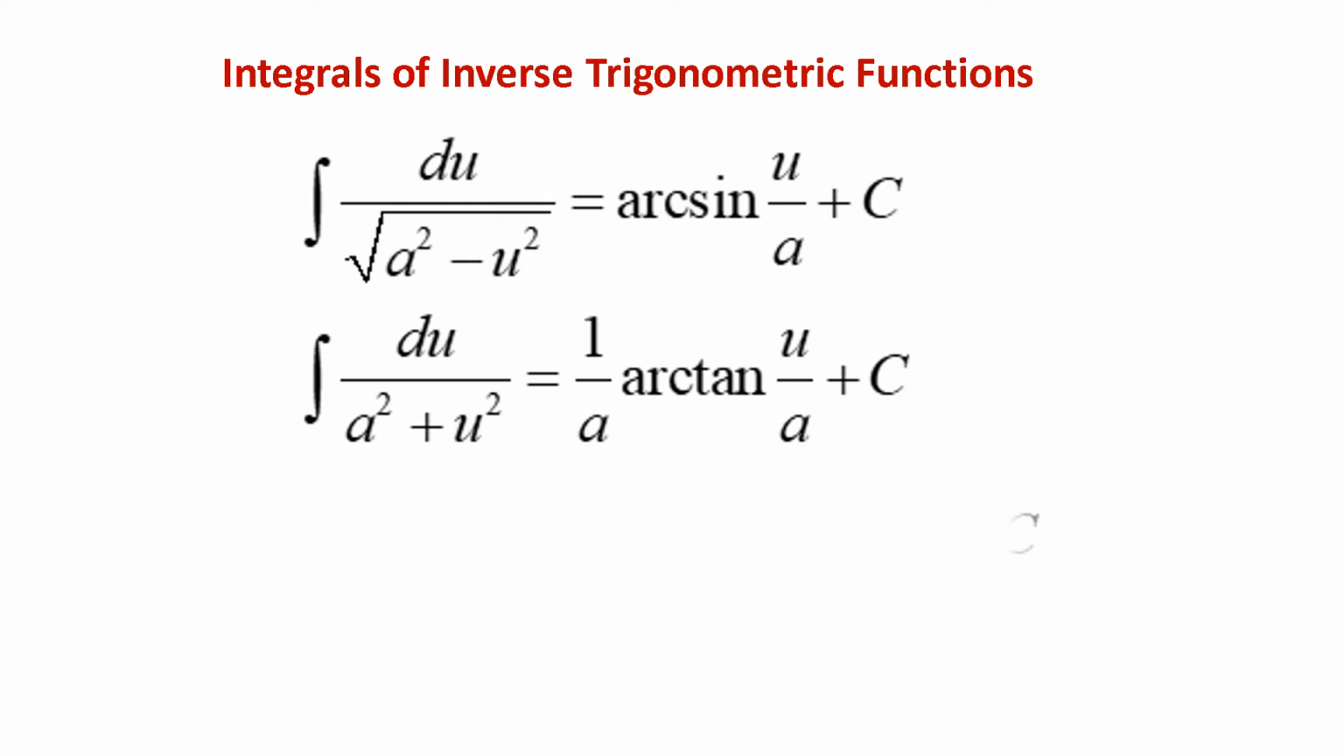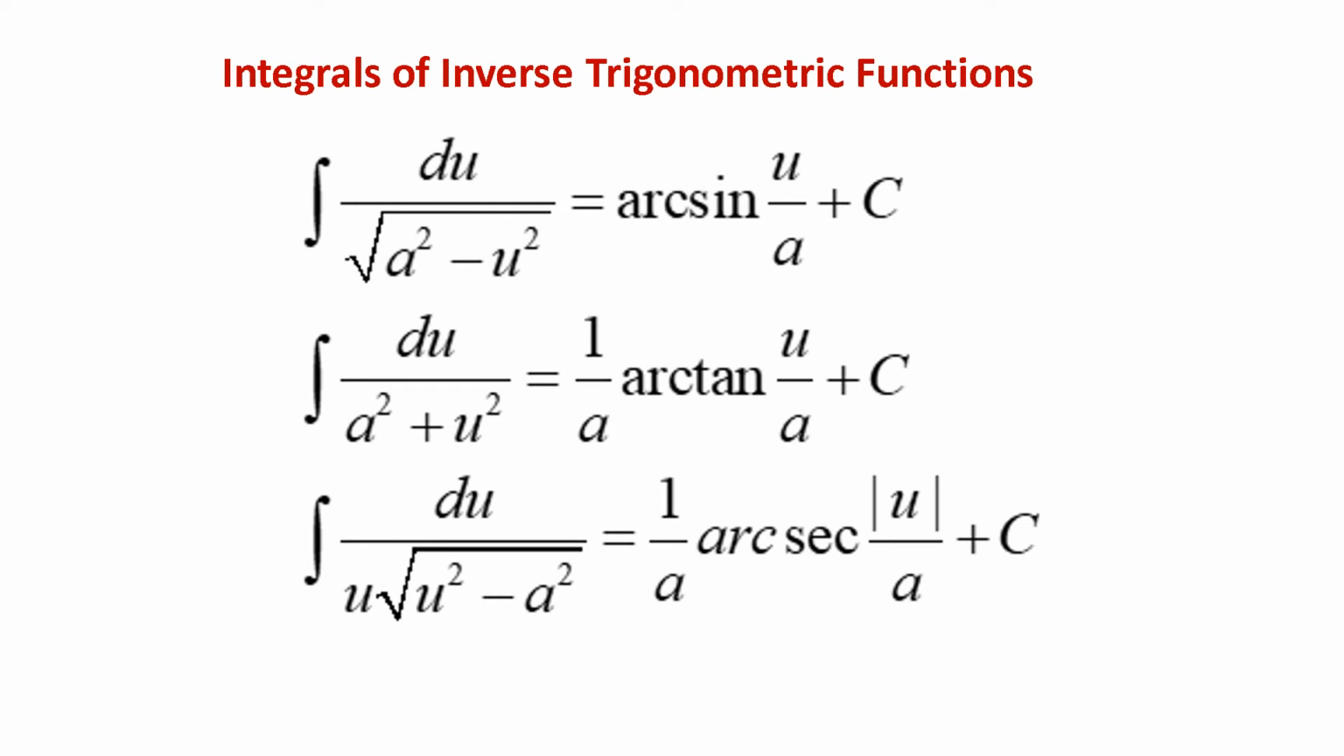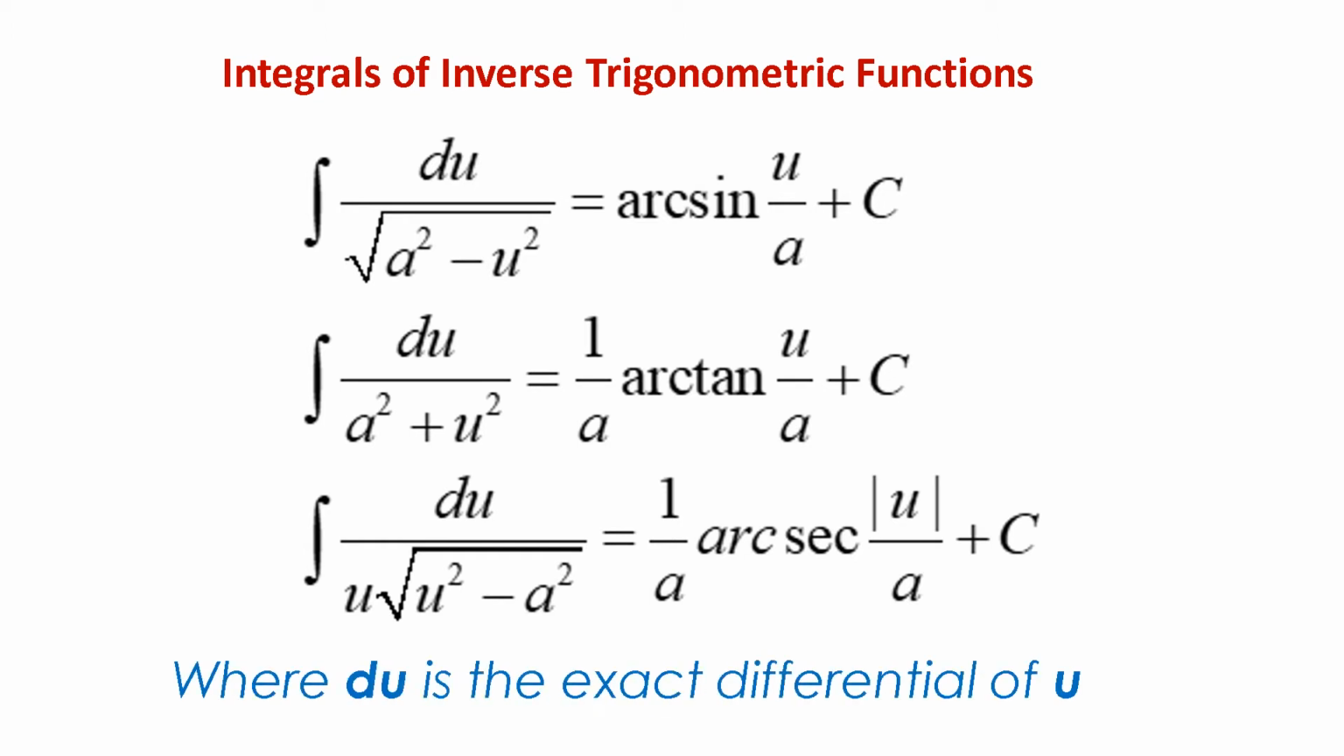And the third one, the integral of du all over u times the square root of u squared minus a squared is equal to 1 over a arcsecant of the absolute value of u all over a plus c. And always take note, in using integration formulas, du is always the exact differential of u, where u is the variable of integration.